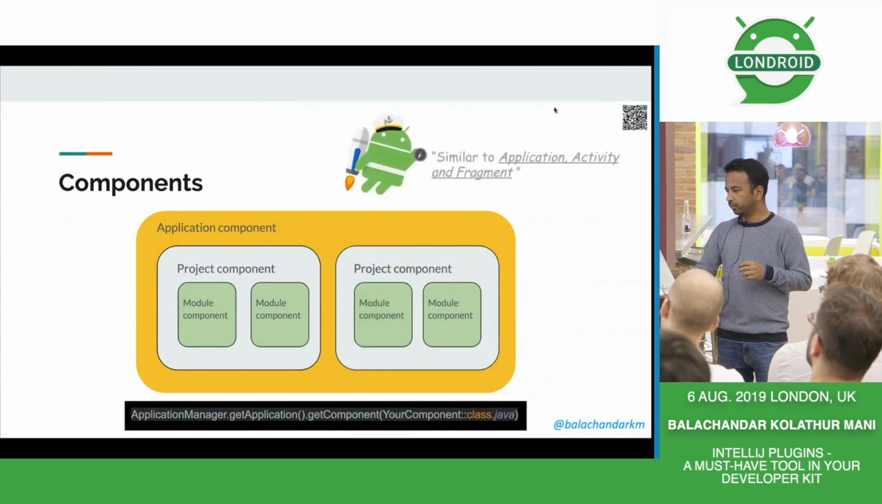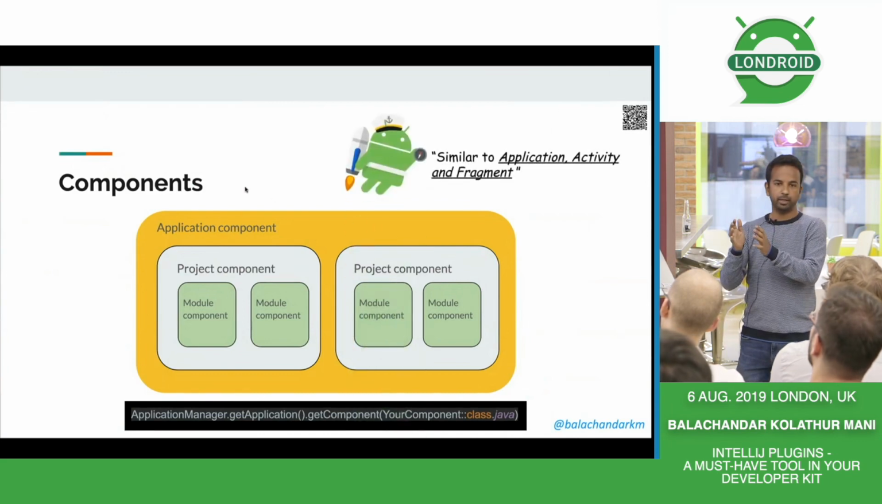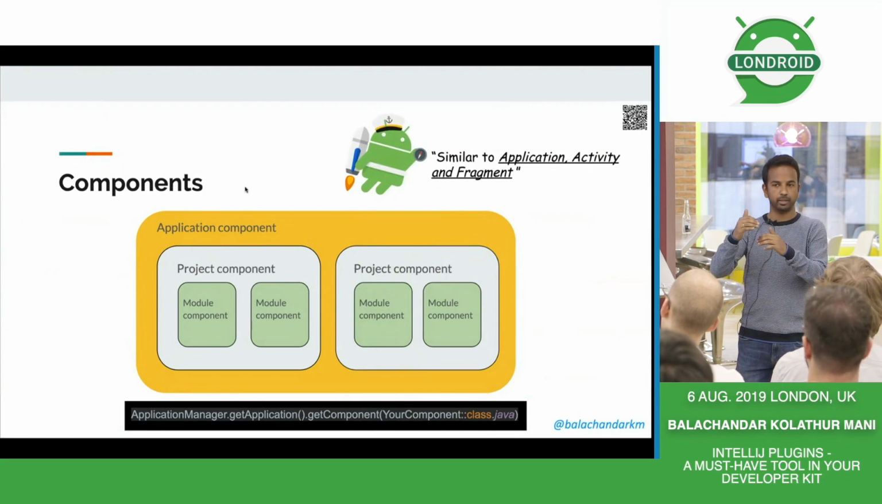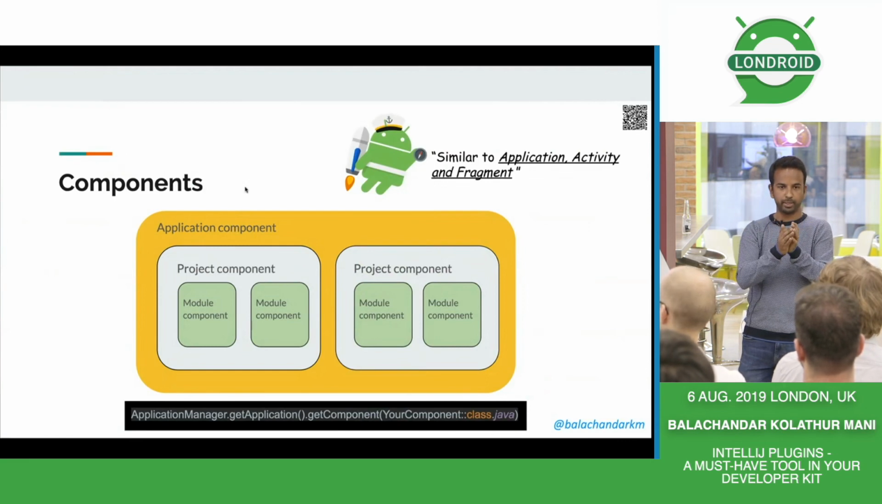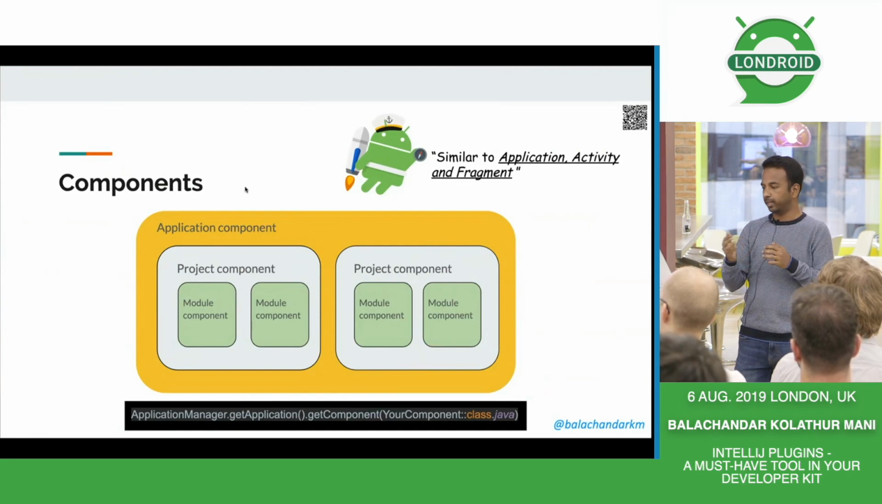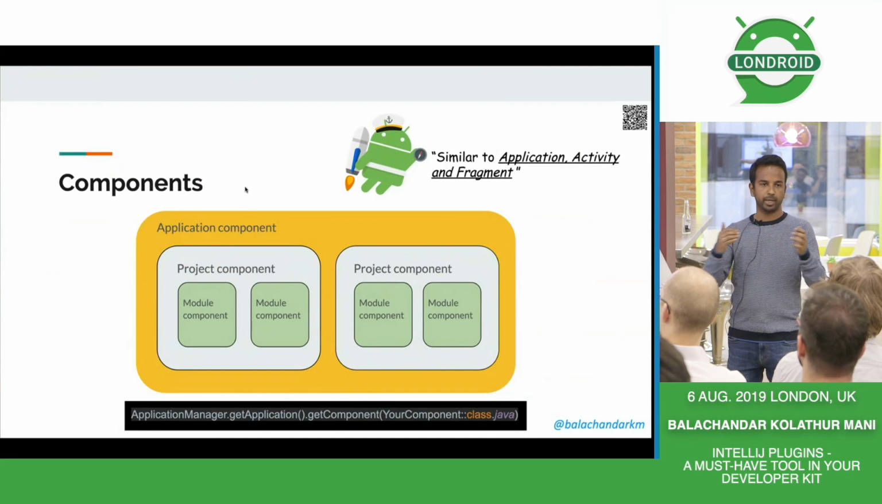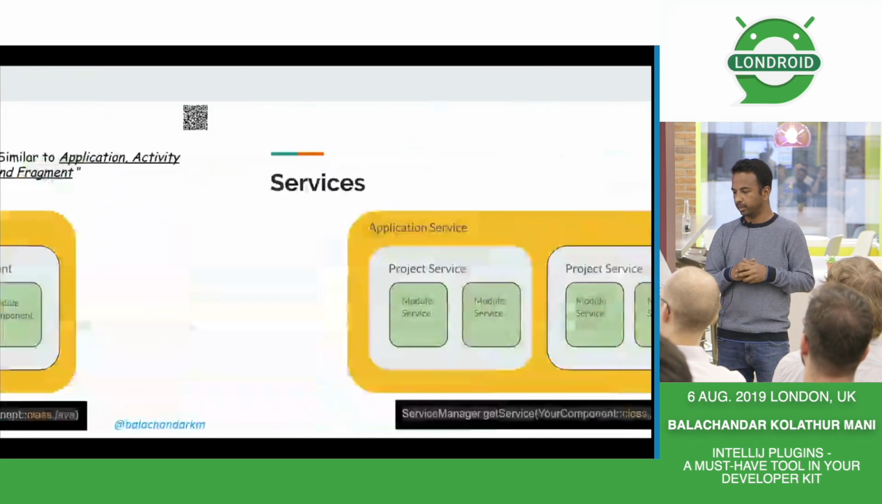Right. So if I draw a parallel to the Android world, you can connect the application component to the Android application class, and the project component can be related to the Android activity. There is one application for the whole app, and then we have multiple activities inside the app. Similarly, we have multiple project components, and inside the activity we can have multiple fragments. Similarly, we have module components. I'm just drawing a parallel so that it's easy for Android developers to think about it.